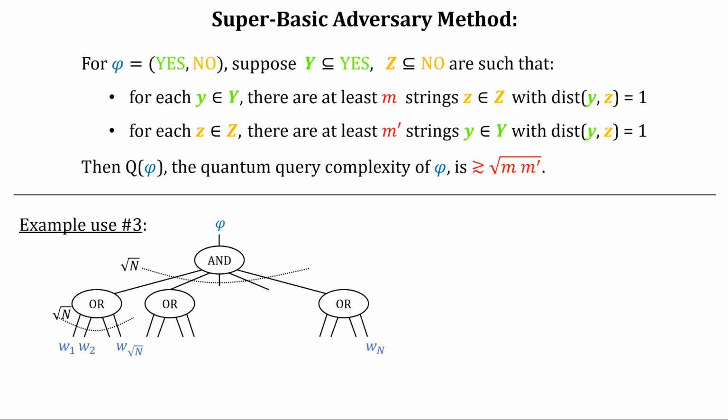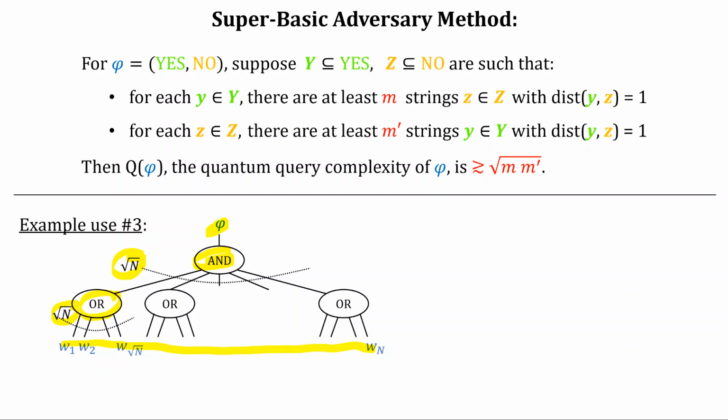Here's a final example. Quantum query algorithms are actually quite good at evaluating formulas over the input word w. So here's a simple Boolean formula. It's a root n way AND of root n way ORs of the w bits. So you break up the w bits into square root n many blocks. You do an OR on each block and an AND on the blocks, and that's supposed to be the output of phi.